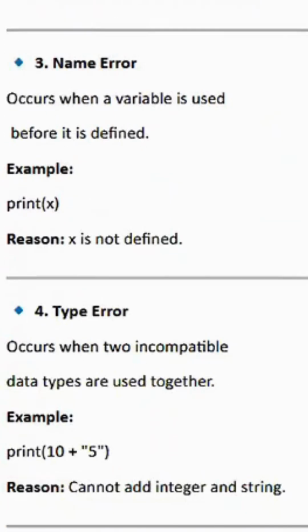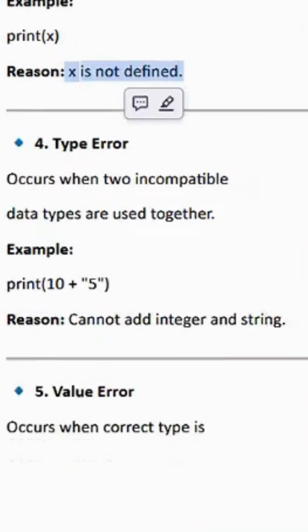Now the third one, that is name error. It occurs when a variable is used before it is defined. In programming, if we want to use any variable, before using that variable, we need to define it. Here, I am trying to print x. I didn't assign any value to x. So here we will be getting the error, x is not defined.